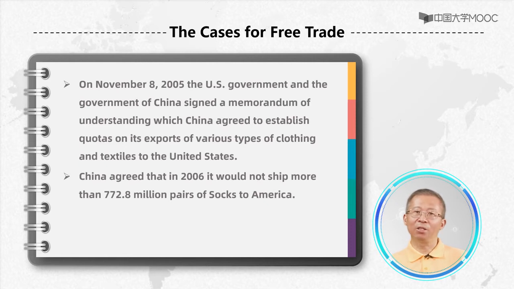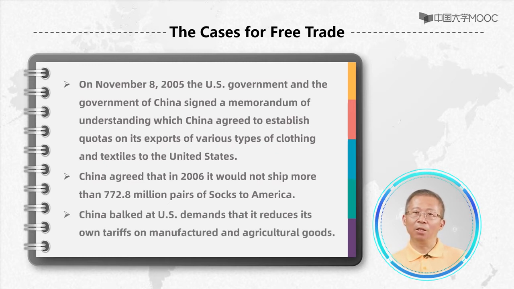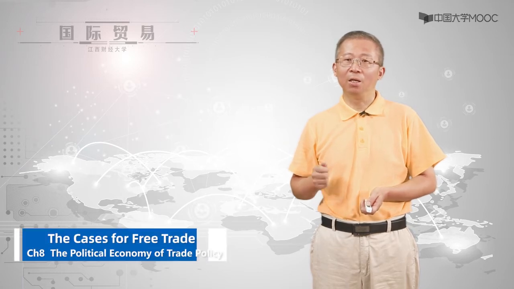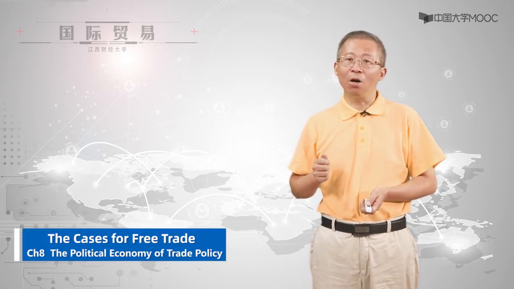While China was willing to accommodate the US on this point, however, it balked at US demands that it reduce its own tariffs on manufactured and agricultural goods. Both the Chinese and the US governments then were determined to pursue policies that produced more cost than benefits.